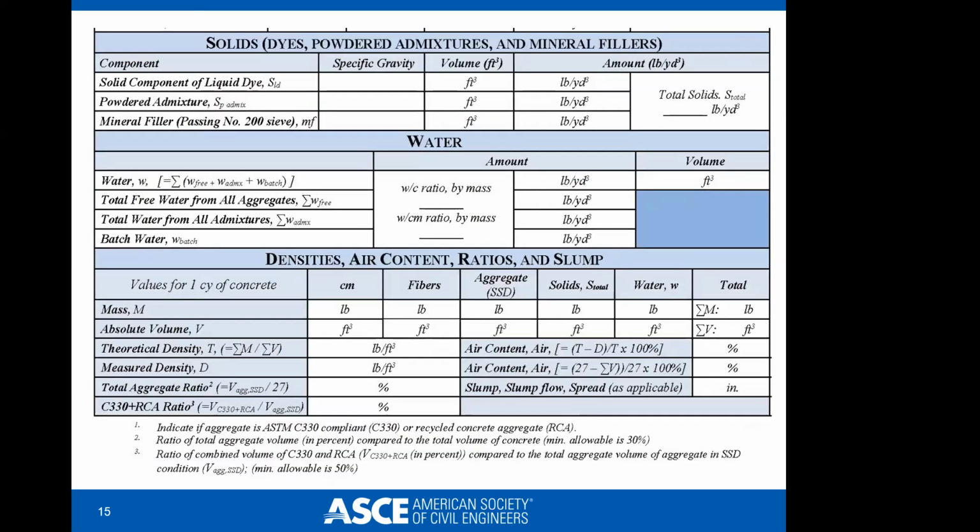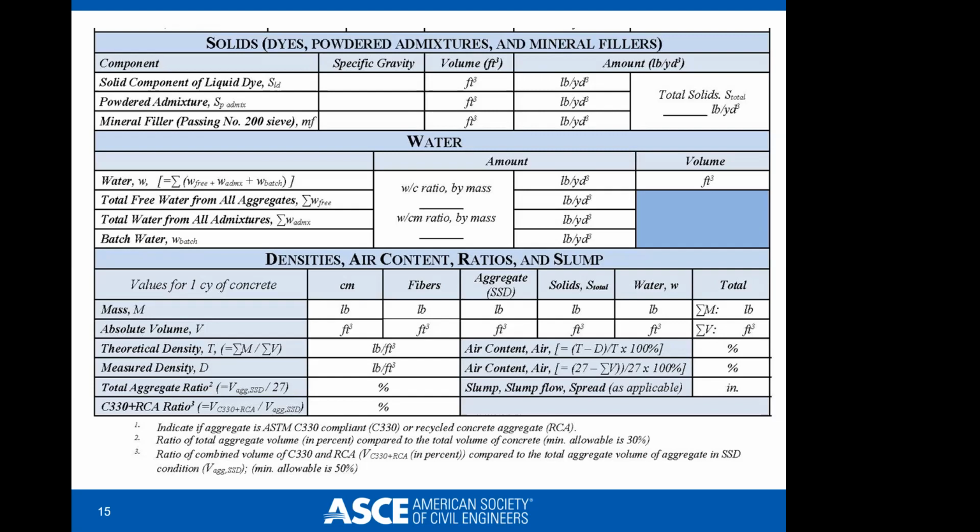Sorry, the bottom half covers the solids, which include any solid dyes, powder mixtures, powdered admixtures, and mineral fillers. This is basically similar to the calculations that you used to put your cementitious materials in terms of knowing the specific gravities, and you can determine the volumes and the amounts based off your actual mix design. The water content covers your water cementitious material ratio, your water cement ratio, and then the amount of water that you're adding.